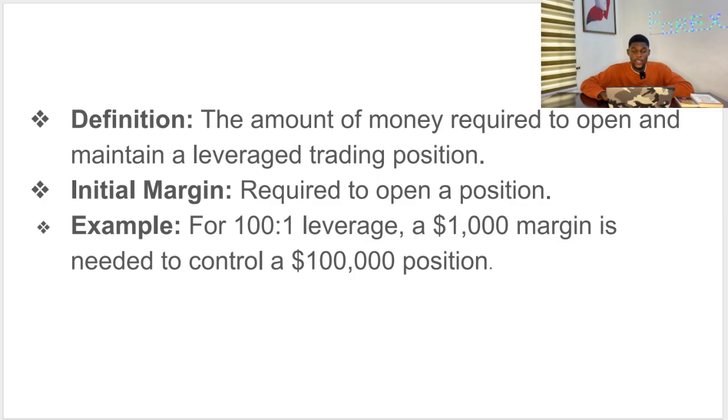Margin. Definition: the amount of money required to open and maintain a leveraged trading position. That's what they call margin. Initial margin is required to open a position. For example, with 100 to 1 leverage, a 1,000 margin is needed to control a 100,000 position. Don't worry guys, when I'm teaching you about MetaTrader 4, I'll show you where your margin is and explain further about margin. For now, just take notes and understand what all these terminologies in Forex mean.